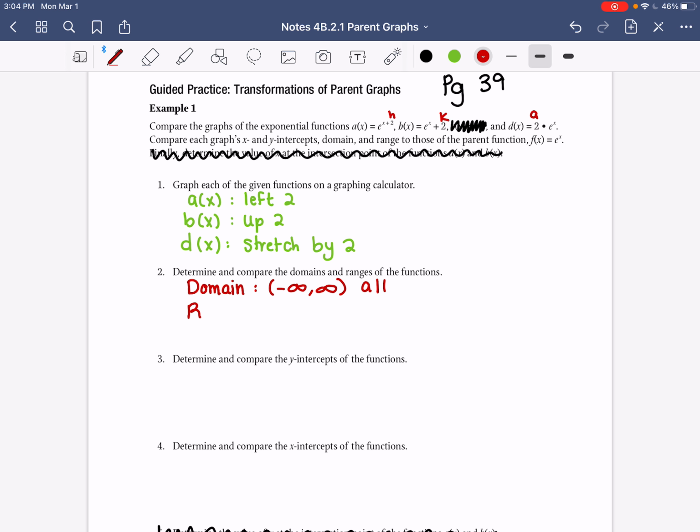And then the range depends on your k value. For this one, there was no k, and for this one, there was no k. That just means your k is 0. So those ones are going to have a range from 0 to infinity. It's a parenthesis, because there's an asymptote. 0 to infinity, that's for a of x and d of x. But b has a k value of 2, so its range is going to be from 2 to infinity.